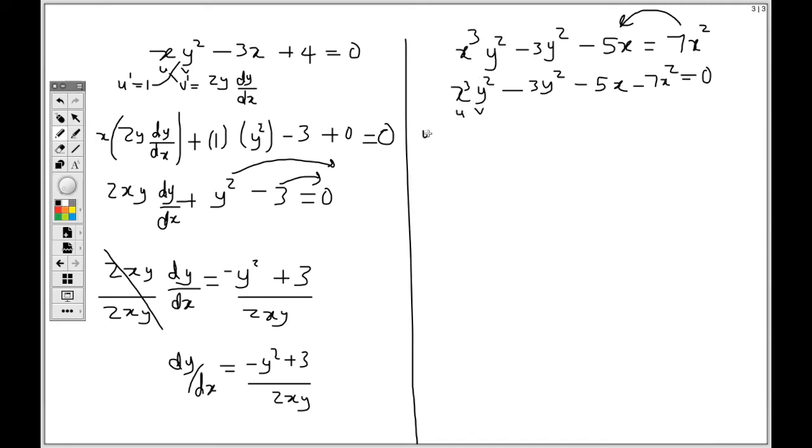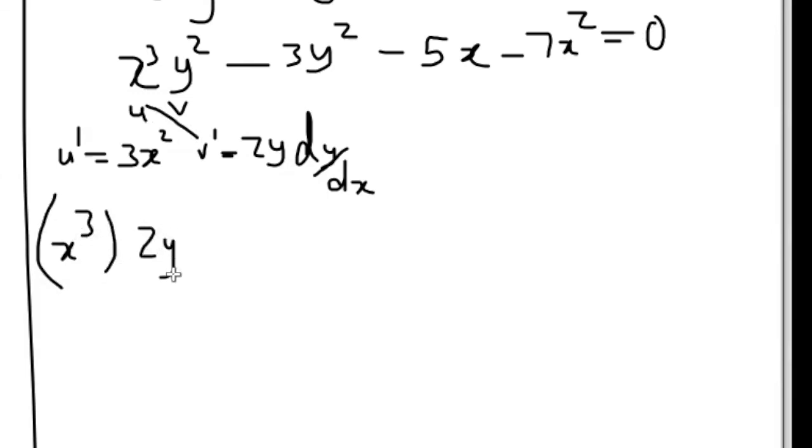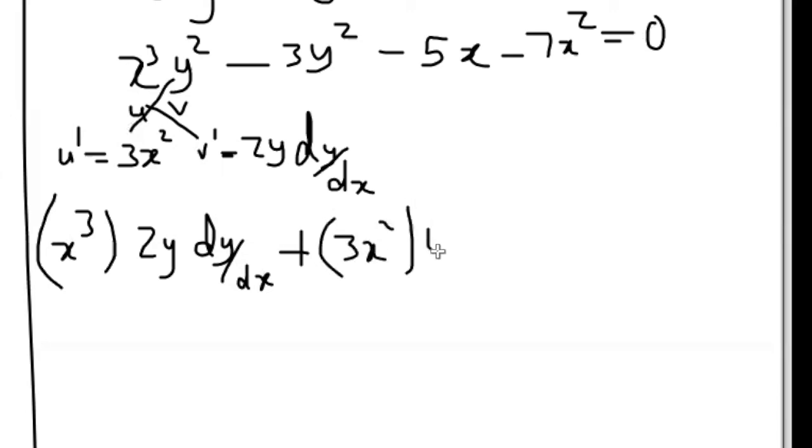And now differentiating this using product rule, this is u and v. So u prime, I will differentiate x cubed to get 3x squared. But I will now differentiate y squared because it's a y variable. I differentiate this to get 2y, but I attach dy over dx to this. Applying u times v prime, I will have x cubed times 2y dy over dx. That's u times v prime. Next, I'm going to have plus u prime times v, so that's y squared times 3x squared. So that's 3x squared times y squared.